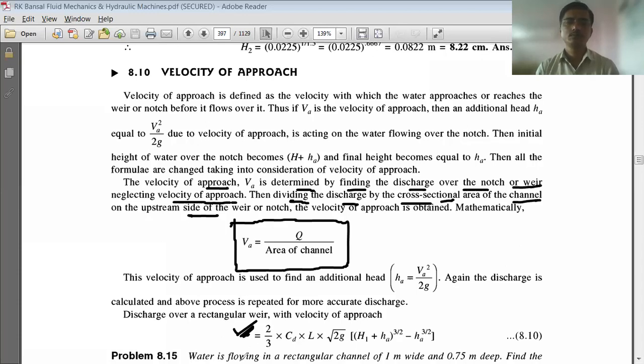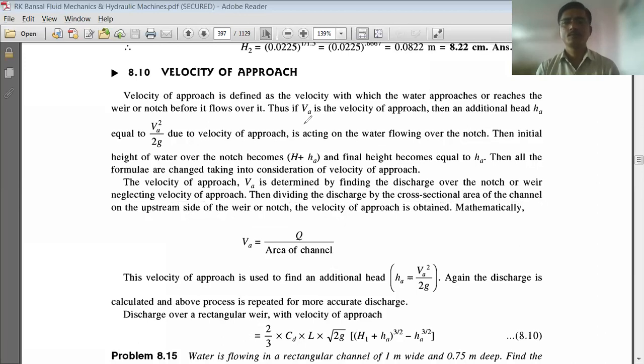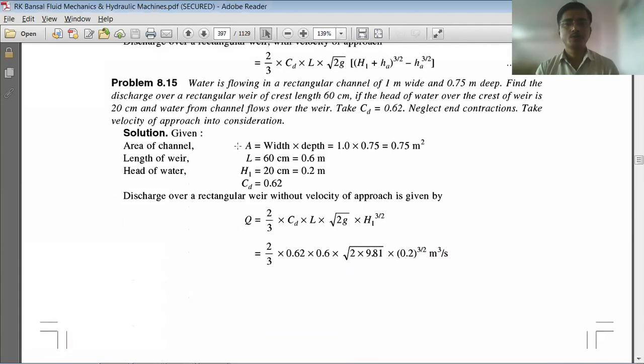Is it over? All of you have written this. Is it over? Now here we are going to solve the problem based upon this velocity of approach. Okay, so write down the problem first.